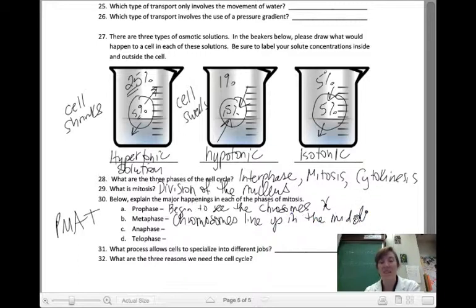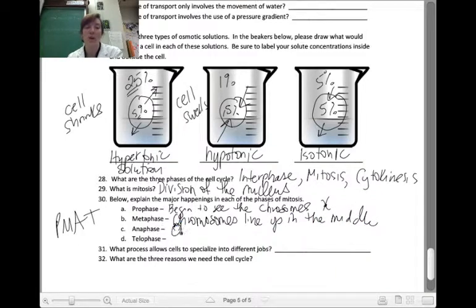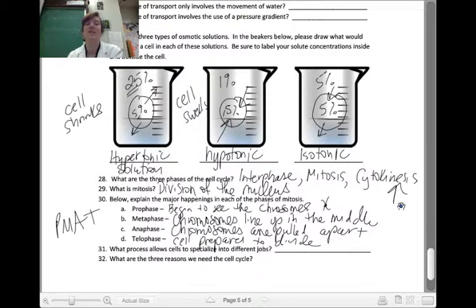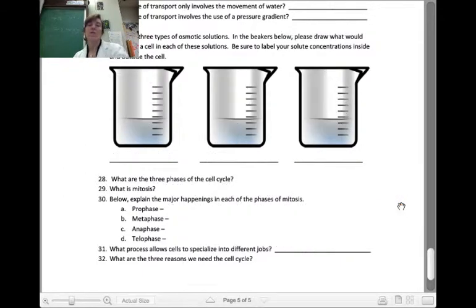And in anaphase, the chromosomes are pulled apart. And lastly, telophase, the cell prepares to divide. And in that last step here of cytokinesis, it does divide. Okay, and lastly, what process allows cells to specialize and do different jobs? That is called differentiation.